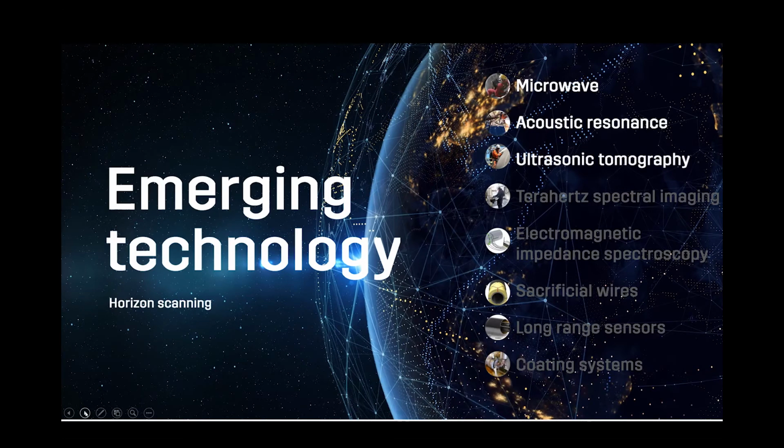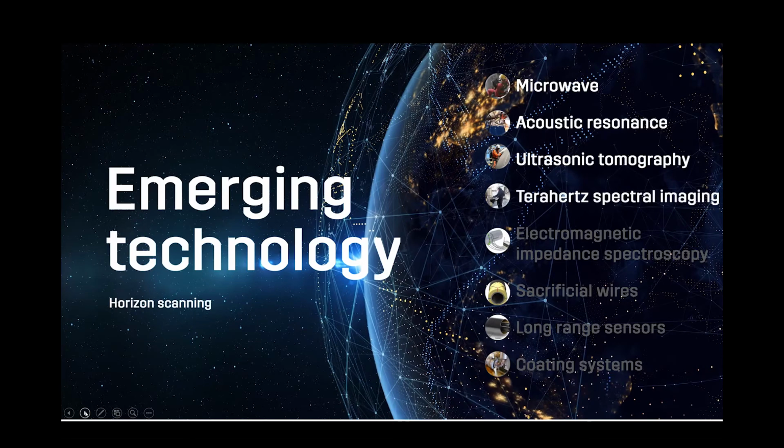We also have ultrasonic tomography. This is based on ultrasonic technology, and again has been used in the industry, but we're now looking to see how the transducers can be placed around the infrastructure to measure and monitor wall thickness loss. And again, this is something that we are looking to see how that's progressing.